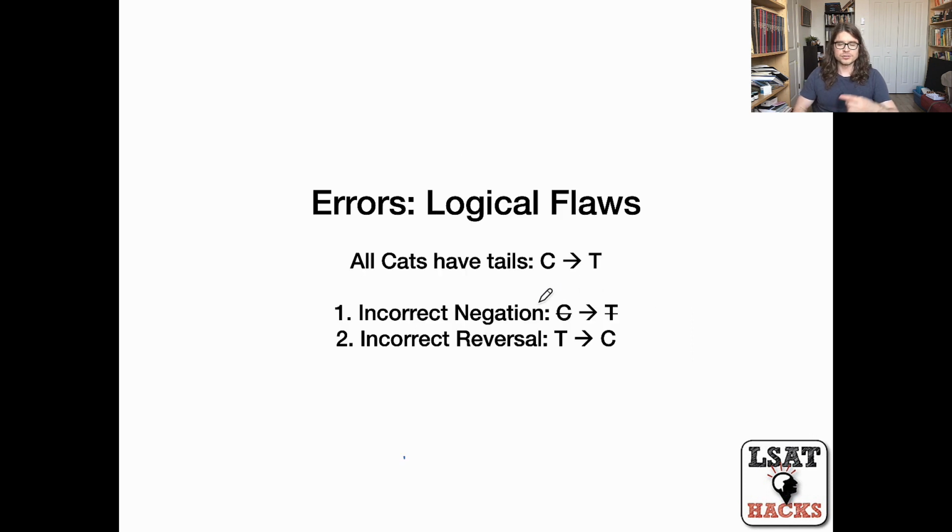Okay, so errors with conditional statements. There's three main ones, two on this page that are basically the same error. So, logical flaws. All cats have tails. Here's our basic sentence. You can pick any sentence you like, but I like having a basic sentence that you'll never get backwards and never mix up. Because we all know that things have tails that aren't cats, like dogs have tails. We all know that cats do have tails.